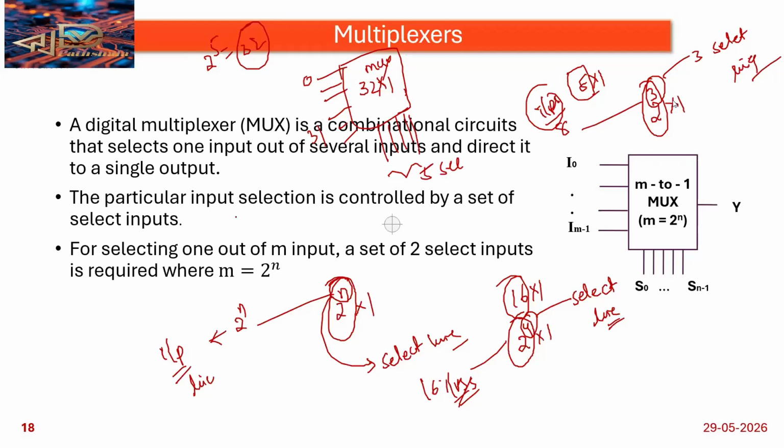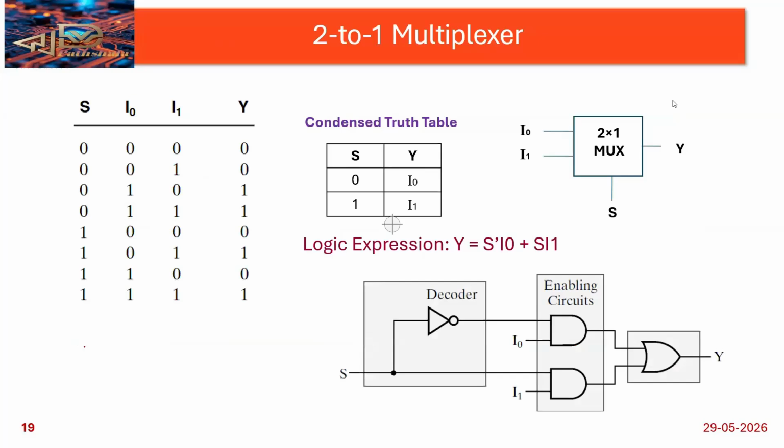See, a multiplexer selects one out of the m inputs. A set of n select inputs is required where m equals 2 power n. Suppose we are designing a 4 by 1 multiplexer, then two select lines are required, and every time we select one input, just as every time we see one channel on our television. So that is the multiplexer representation. In the same way, I am designing a 2 by 1 mux. So this is my 2 by 1 mux. How many inputs am I having? Two inputs. One select line, that is S.